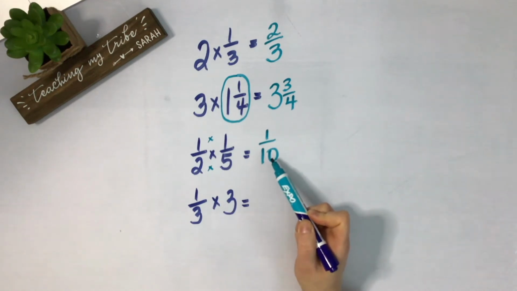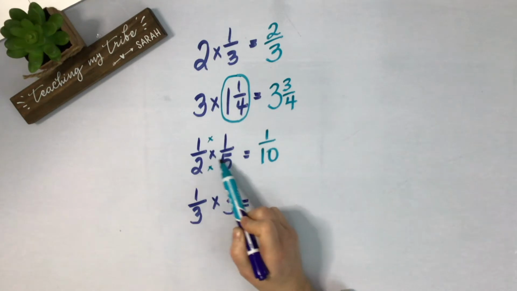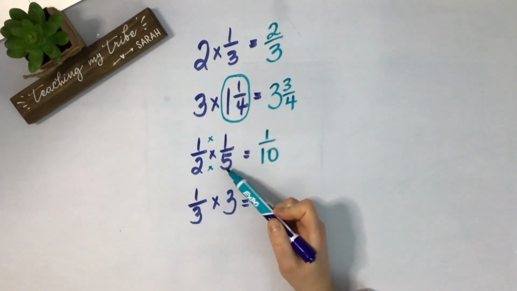So the mental math way really is to be thinking in your head, what does this mean? It means 1/2 of 1/5, which is 1/10, because it takes 2/10 to make a fifth. Therefore, 1/10 is half of 1/5.